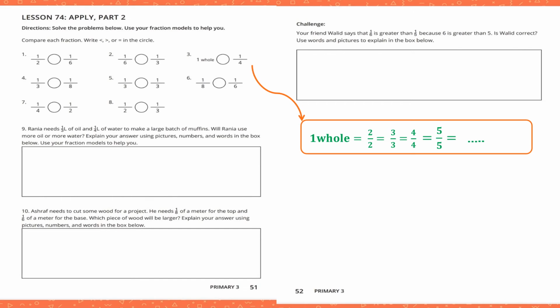Now let's move to the apply part of comparing fractions. Compare each fraction and write smaller than, greater than, or equal to. The first question here, half and sixth. We have here the numerators are the same. So the big denominator is the smaller one and the smaller denominator is the bigger one. Yes, it's a crazy fraction. When we have the small number down in the denominator and the bigger number here, the smaller is bigger.